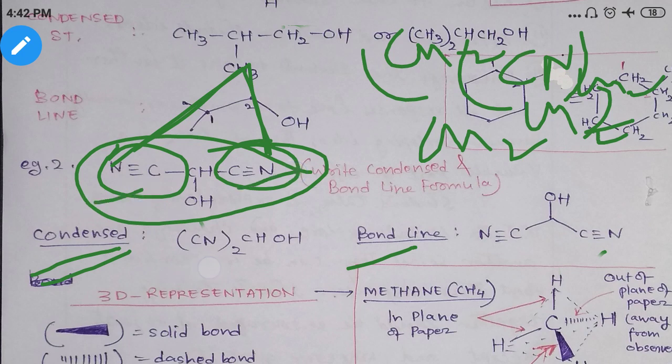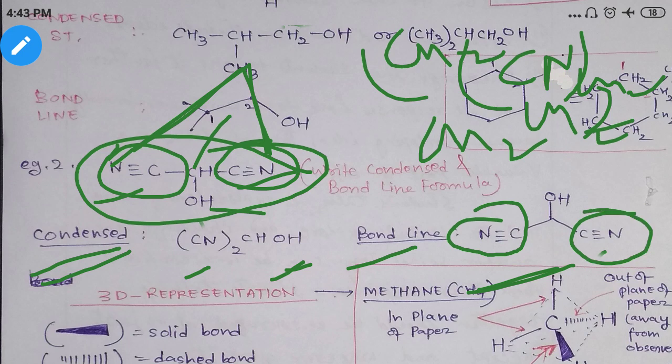So I have written CN whole 2. Then what is left? I have written CH is there and OH is there. So this is the condensed formula. And how do I write the bond line formula? Bond line formula I already said to you. So this is CN. I already said that only the carbon and hydrogen are not shown. Other groups are shown. So this CN is a functional group. This OH is a functional group.